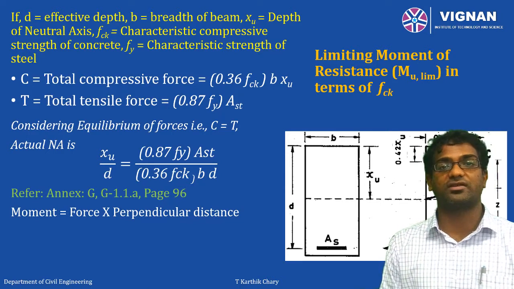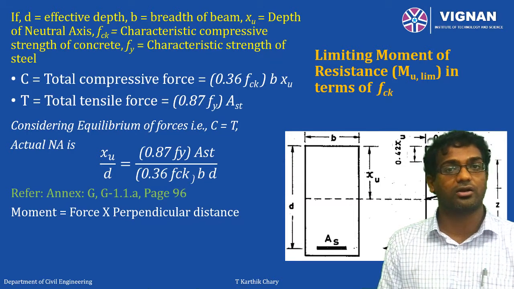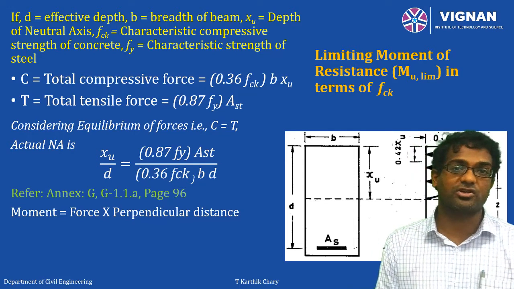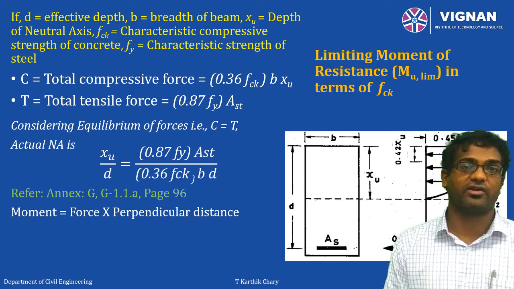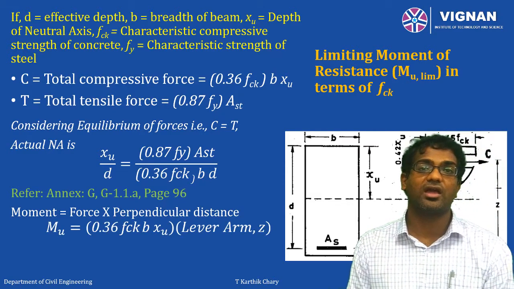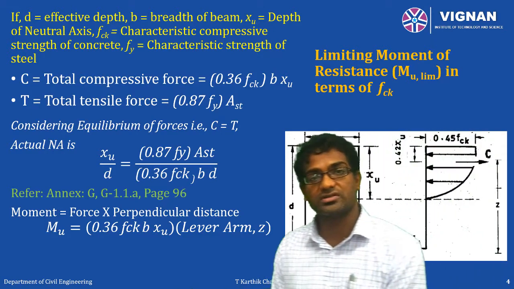So for the total moment of resistance you will get two expressions. The first expression for moment of resistance, using the compressive force, is 0.36 fck Bxu into the lever arm.